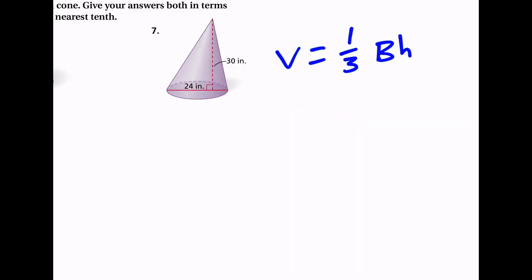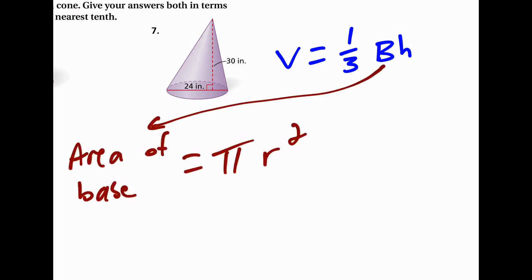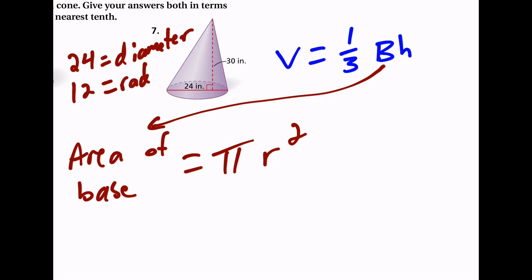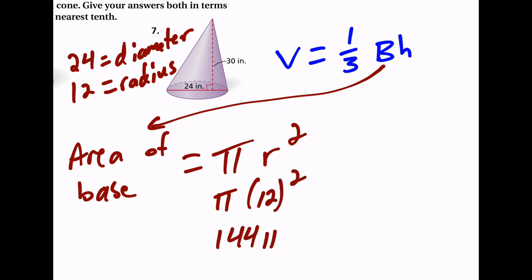We use the same formula for number 7, and this time when we find the area of the base, we aren't directly given the radius. 24 is equal to the diameter here. But we know the relationship between diameter and radius. The radius is exactly half of the diameter. So that's what we can plug in here. This becomes pi times 12 squared, or 144 pi for the area of the base.